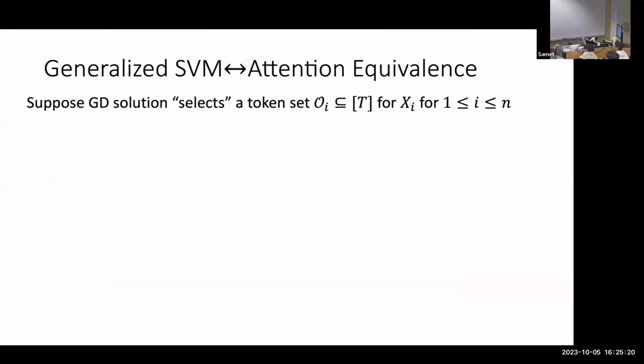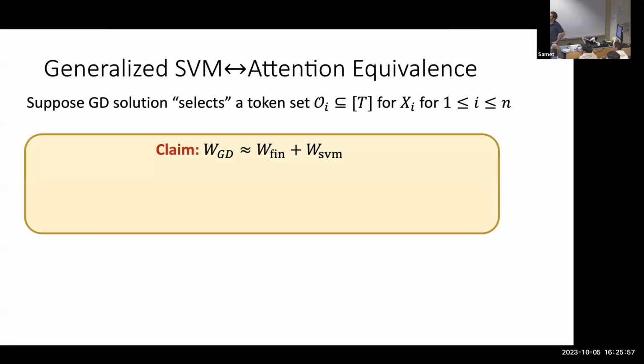So the general form, even if you train everything all together. Let's imagine the following. Suppose we run gradient descent and we look at the softmax output, and the softmax outputs are non-zero, in other words, selected over some indices OI. This OI is a subset of T for each input. This is a reasonable assumption: some softmax will be zero and some will be non-zero, and OI is those softmax elements that are non-zero. These are the selected or optimal tokens, but now there are multiple of them. And the claim is that the W gradient descent solution, as time goes longer and longer, will be a superposition of a finite correction term plus the SVM direction.